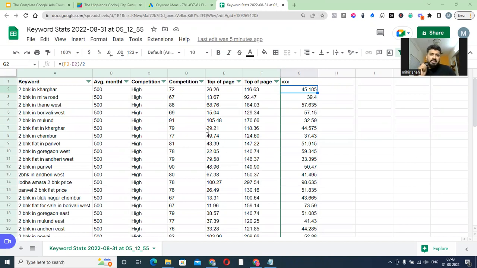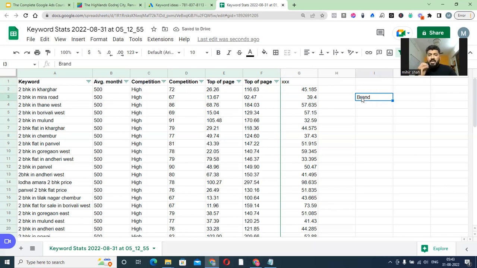Now, the next exercise that we want to do is to segment these keywords into different categories. So let me tell you first what the categories are. We'll try and see and fit all these keywords in those categories. The first category is brand. What do you mean by brand?